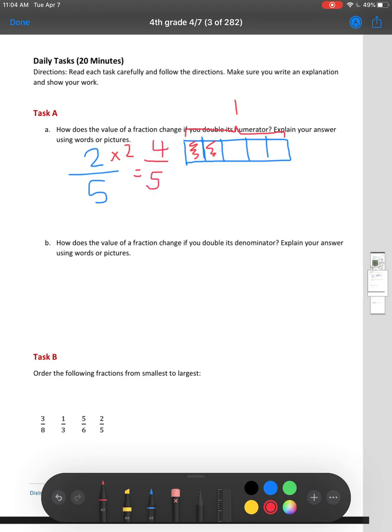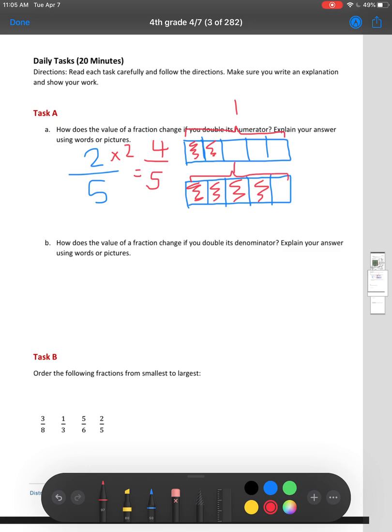Now I'm going to go over here, and I'm also going to draw another tape diagram. I'm going to try and make it the same length. It's kind of hard to do this on an iPad. Now I'm going to show my new fraction, 4/5. 1, 2, 3, 4. And again, this whole thing is 1. So now I have 4/5 here.